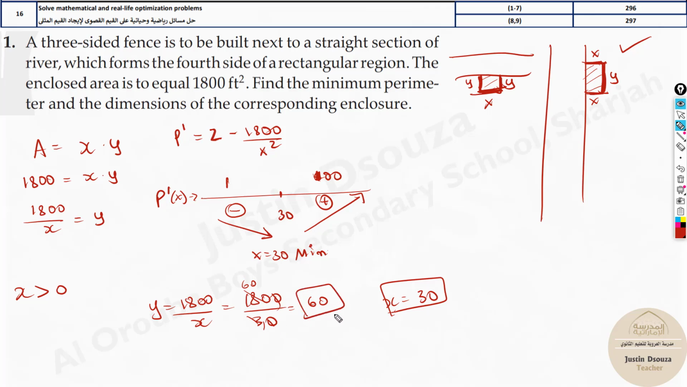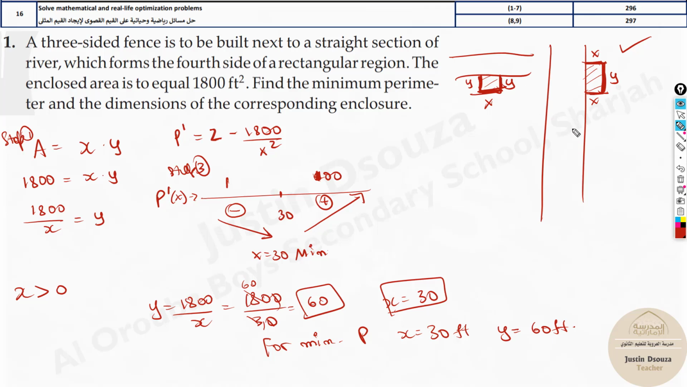So we can conclude saying for minimum perimeter, we need to have x, that is the length, as 30 feet, I believe, yes, feet, and y has to be 60 feet. This would be the answer. Now I have not written the steps. This would be the first step, and the second step would be the derivative part with the perimeter. This number line would be the step 3. Okay, there are only 3 steps.